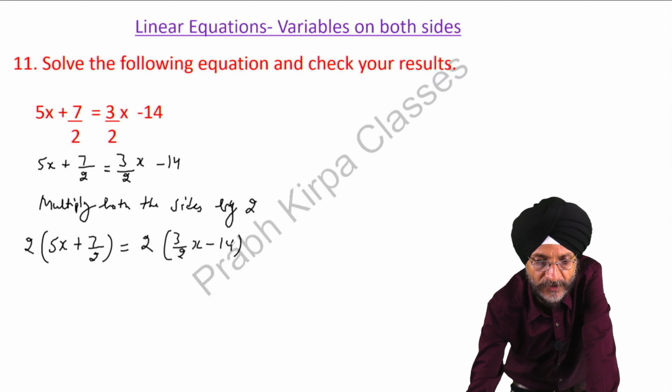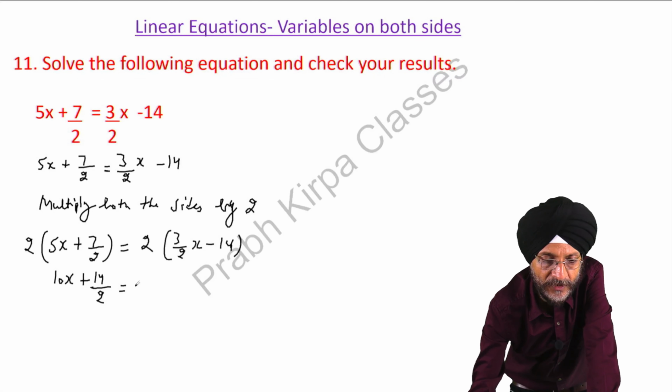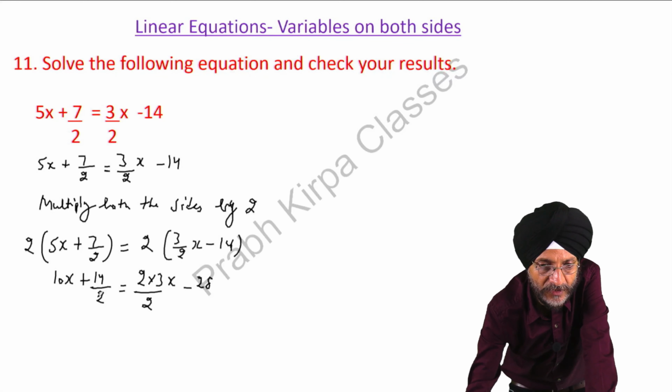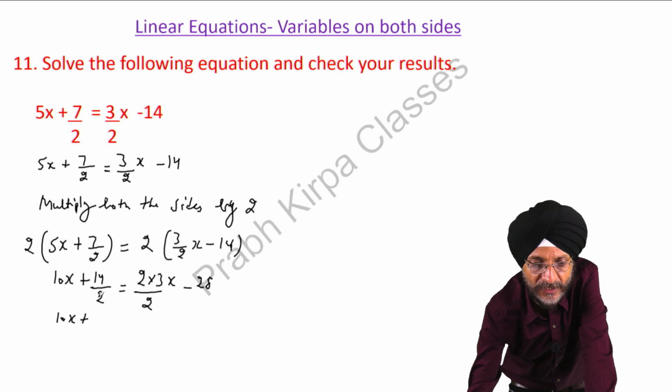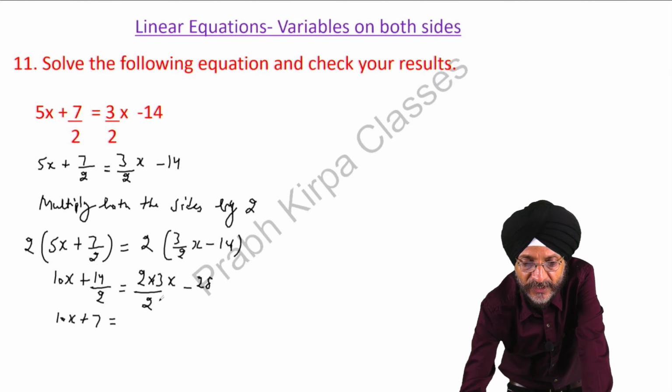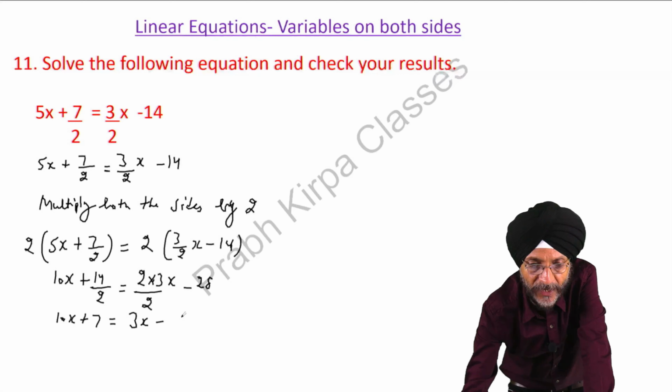So now we will solve the bracket, it becomes 10x plus 14 over 2, then it becomes 2 into 3 over 2x minus 28, so it becomes 10x plus 14 will be divided by 2 is 5x plus 7, then 2 into 3, 2 will be divided by 2, then it becomes 3x minus 28.